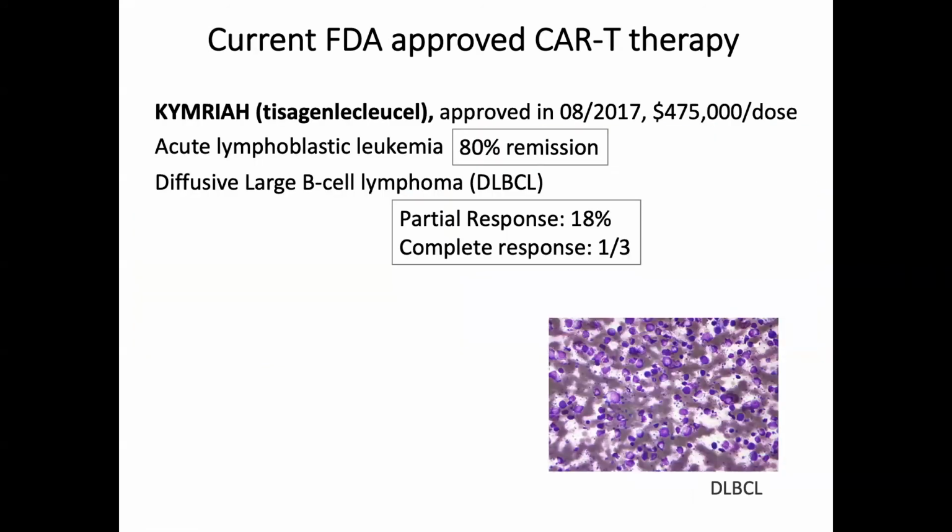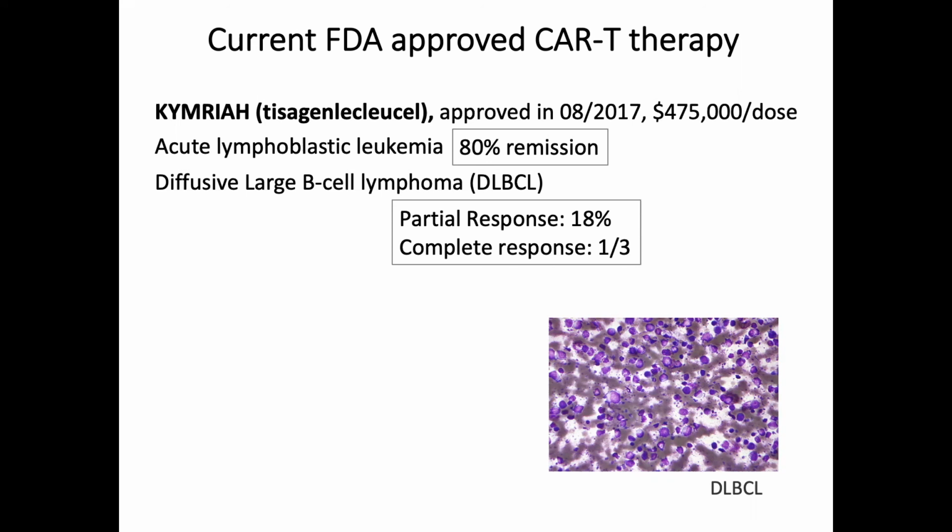So up to today, the FDA has approved 2 drugs for CAR-T therapy. We saw the video actually talk about this. One is Kymriah, approved in 2017, and this was the first drug that cured Emily's leukemia. This drug can achieve 80% remission in ALL, but is a little less efficient on diffuse large B-cell lymphoma, also called DLBCL, in which 1/3 of patients have a complete response and 18% a partial response.